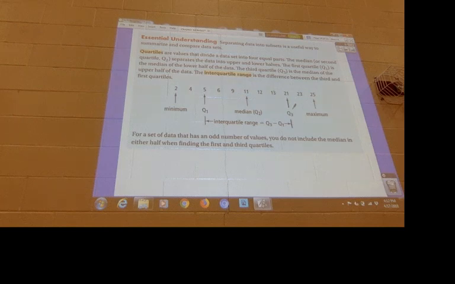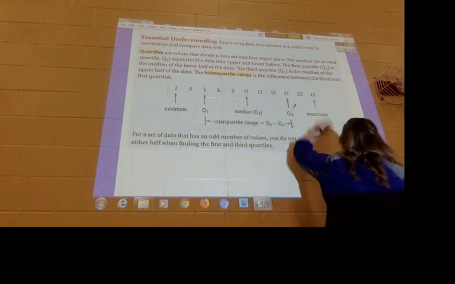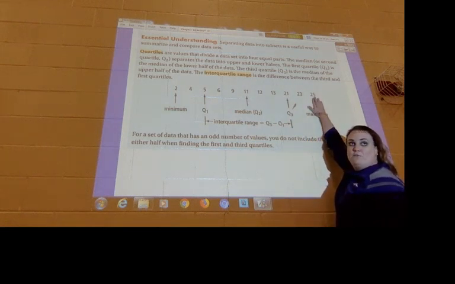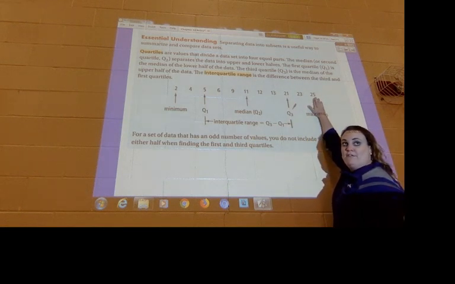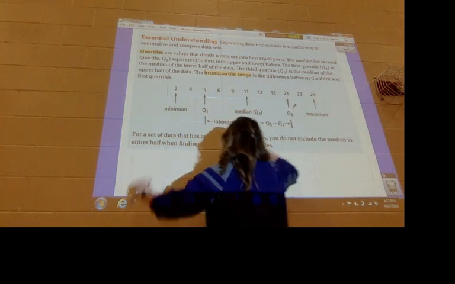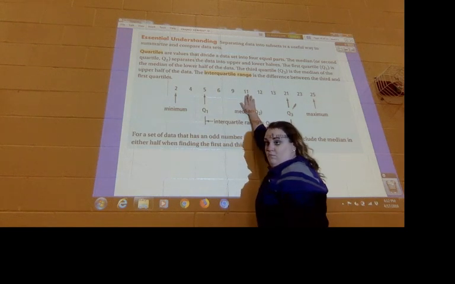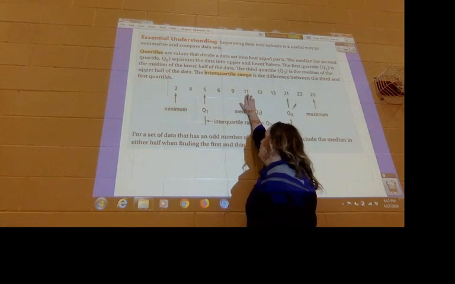So we're pretending this is my set of data, these numbers here. They're in order, right? This is obviously my max, right? Kyle, quit laughing. This is obviously my min. I go in. This is obviously my median. We're good on that.